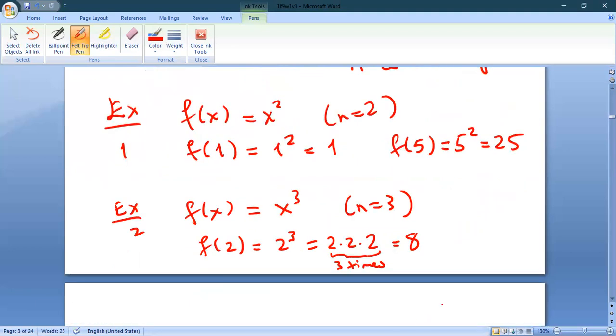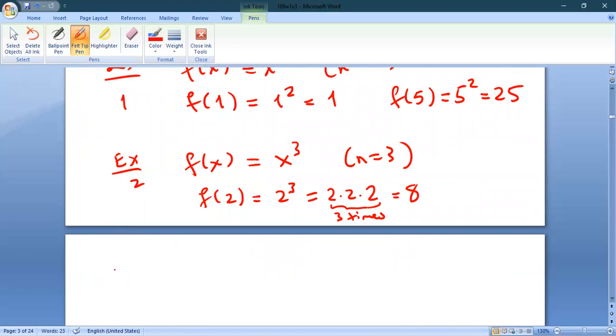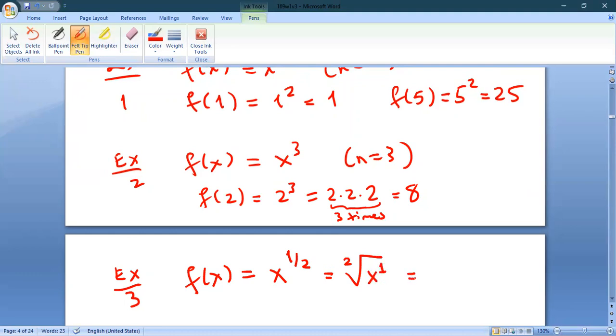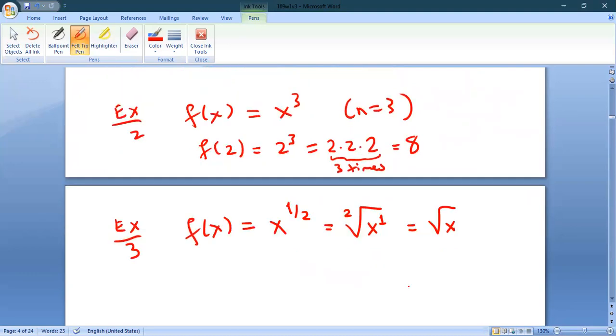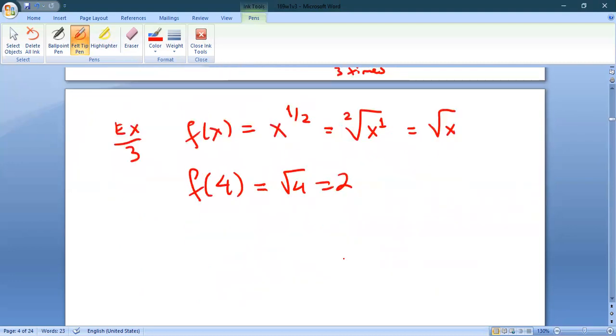So we can make this example for other power functions like x to the 1 over 2. What is this? This is actually a radical function. Here the denominator 2 is the root and 1 is the power of x. But we shortly write this as square root of x. The square root of x function, for instance, if we take f of 4, then square root of 4 is 2. This is another power function example.